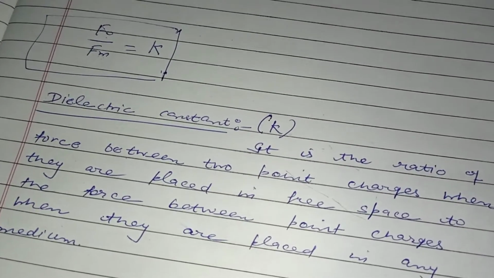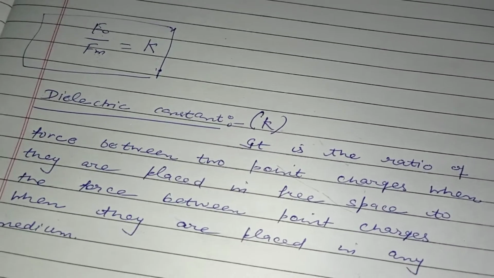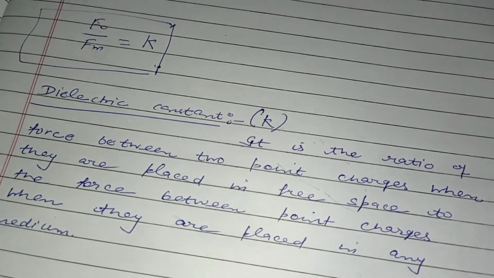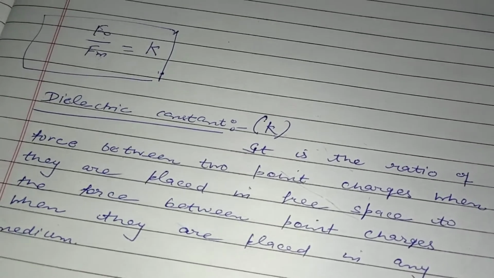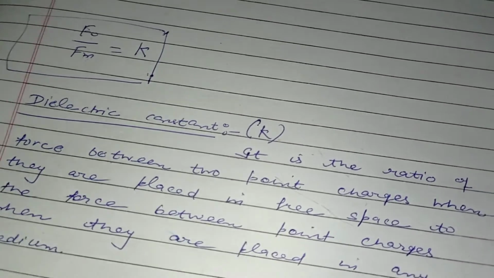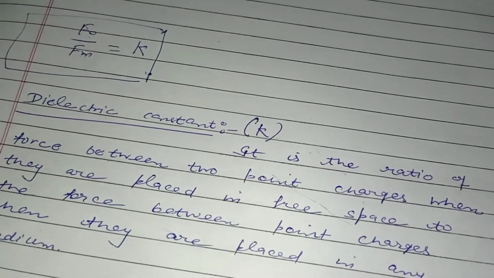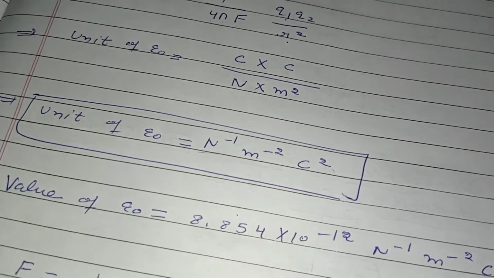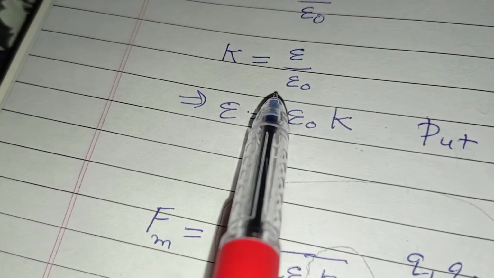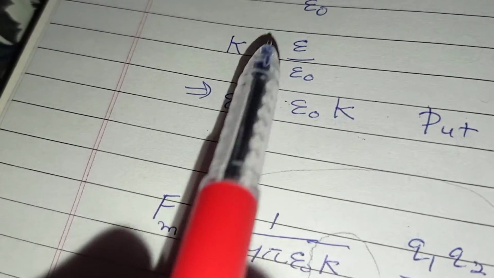There are no units, no dimensions for dielectric constant because it is the ratio of the same physical quantities. It is the ratio of forces. Or in the last lecture we said that it is the ratio of permittivities. Again, it is the ratio of the same physical quantities.